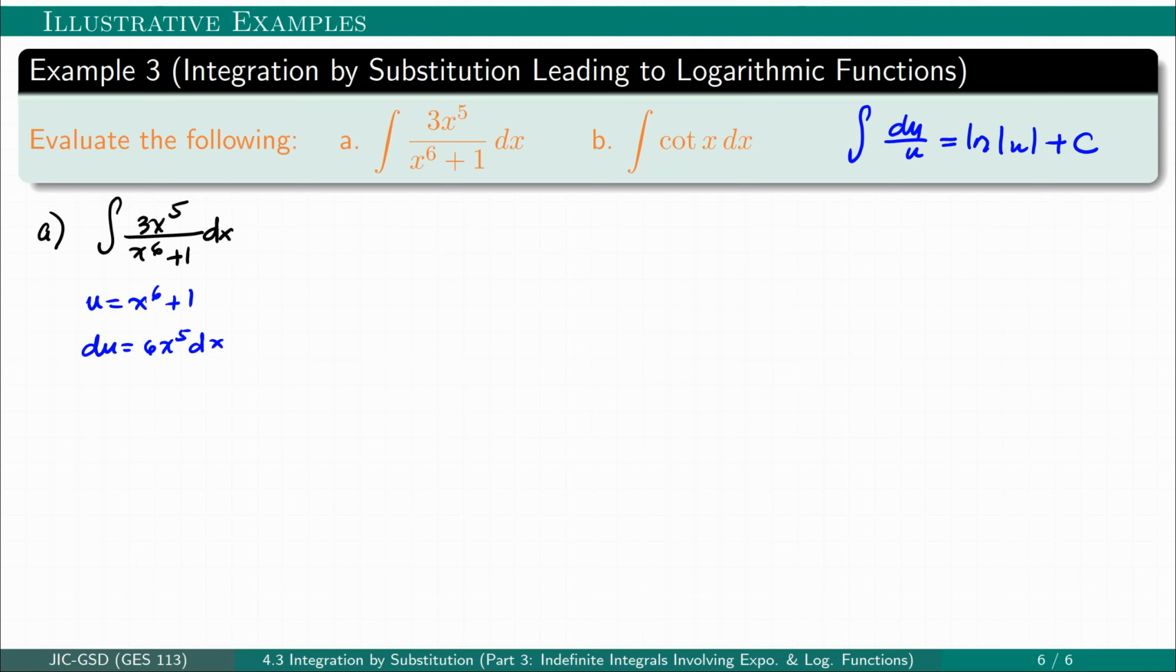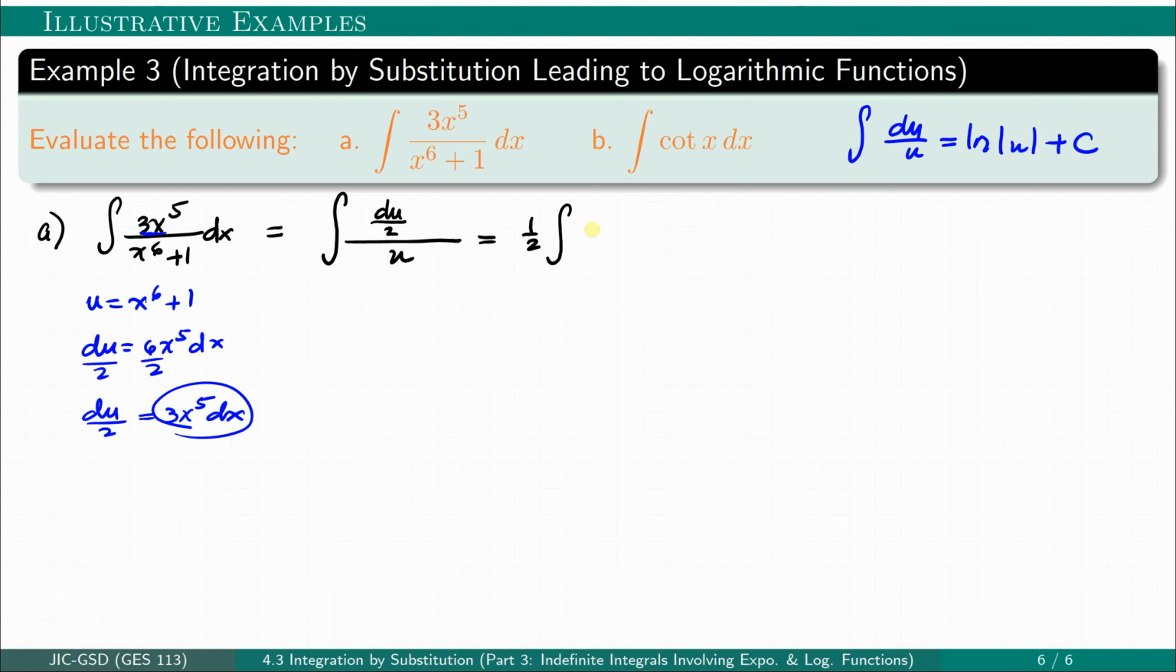But this is not exactly what we want, because this is 3x to the 5th power. So that means we can divide both sides by 2, and we have du over 2 equals 3x to the 5th power dx, which is exactly what we need. Now rewriting this integral, we will get integral of du over 2 divided by u. But this will be equal to 1/2. We can move the 1/2 outside the integral of du over u. And using now this rule, we will get 1/2 of the ln of absolute value of u plus c.